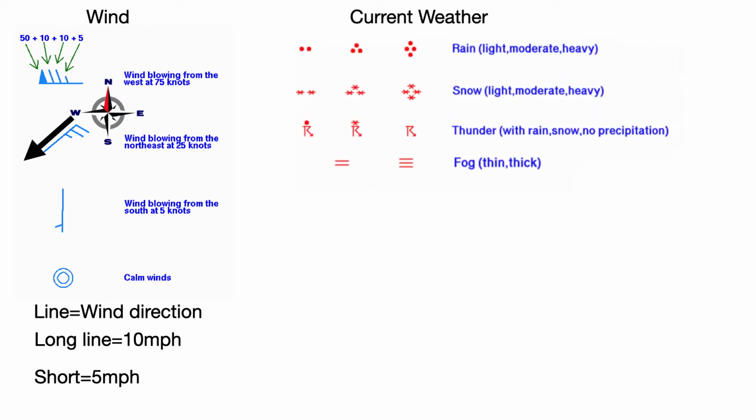The next thing is decoding the symbols for current weather. If there is a symbol shown in between the two numbers on the left side of the station model, it will show you what type of current weather is happening at that station model. The dots represent rain, the little stars represent snow. If you have either of those symbols with sort of that R, that would mean that it is thunder, and the lines that are parallel represent fog. There are hundreds of different symbols that go along with this, and to complete the assignment, use the symbol catalog that I have included on the assignment. Those are the only symbols that I will ask you to use.